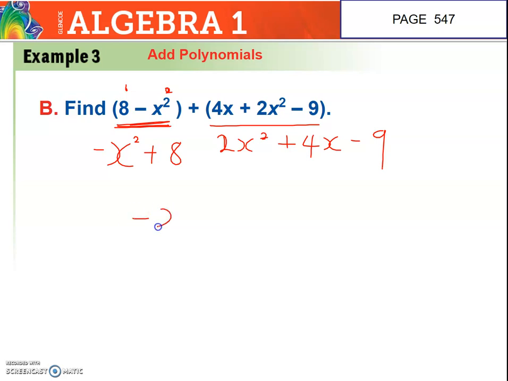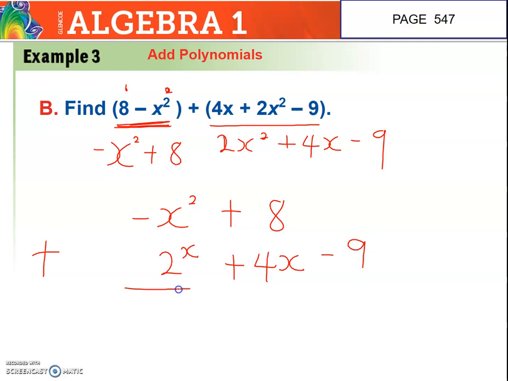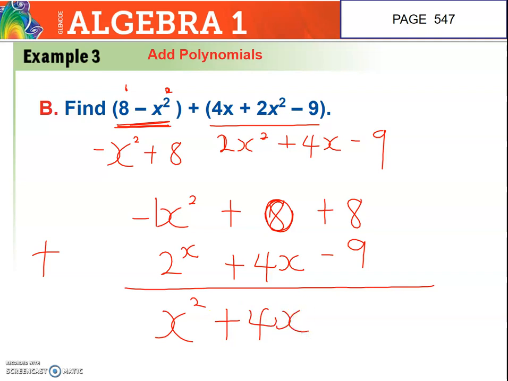So vertical method, I have negative x squared plus 8. Then our plus comes. Then now I arrange this the same. We have 2x squared plus 4x minus 9. Now this 8, I can put 0 here and bring our 8 on this side, because there is no variable with an exponent x, so there is no constant with x, so I can just put 0 there. It's still the same. So in solving, there's negative x squared plus 2x squared. This is negative 1x squared, so in solving that, we are going to have x squared, and this remains plus 4x and positive 8 plus minus 9. Sorry, positive 8 minus 9 will give us negative 1.